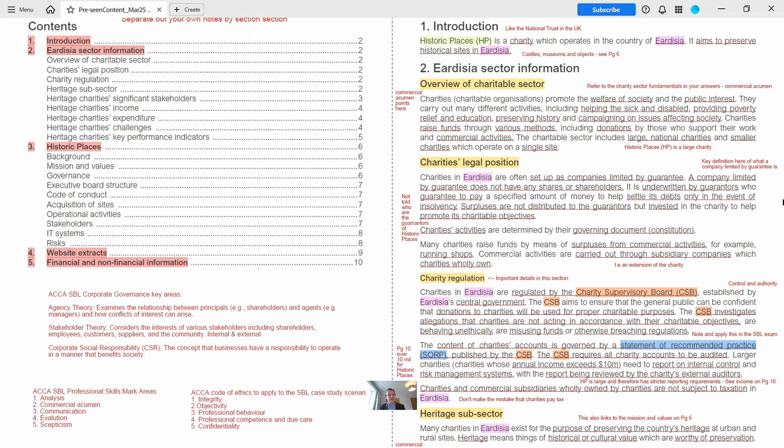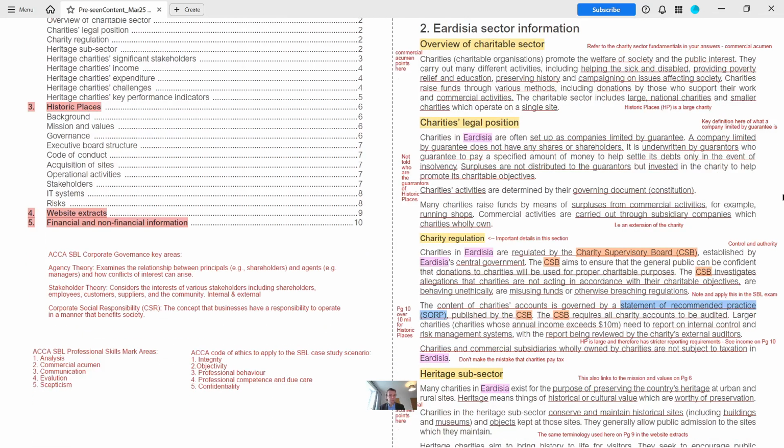The next things we have in my notes at the bottom are some key SBL corporate governance key areas that you just need to be aware of, that they love to throw in, or you could apply them in your answer. Now, some of these are more likely than others. As I've said on previous videos, I don't have a crystal ball, but hey, we'd better note it down.